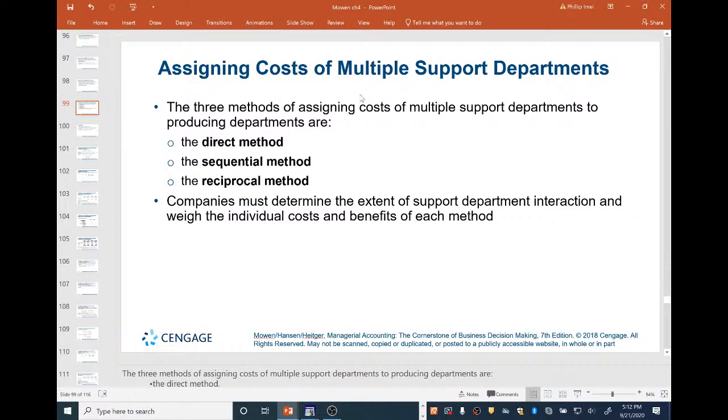Okay, so we have 3 methods of assigning costs of multiple support departments here. The only 2 we're going to really even cover right now is the direct method and the sequential method. The reciprocal method is not really used at all in practice because it's so sophisticated and difficult in its own way. So we're not going to be concerned with this one, just the direct and the sequential method here.